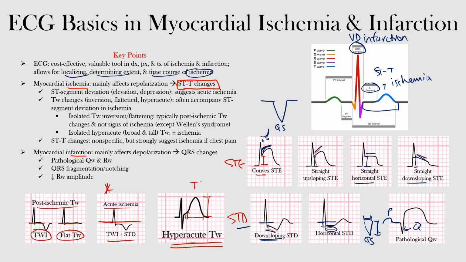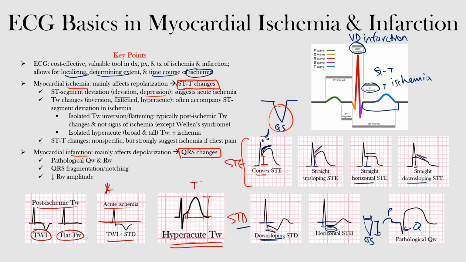In myocardial infarction, it's the QRS changes, okay? Remember, dead tissue does not depolarize, so that's why we see those Q waves occurring in those cases, all right? Or reduction in the R waves because we have dead myocardium. Okay, now we talked about all these ST segment changes and deviation. It could be elevated, it could be depressed. Then we looked at all these different morphologies, okay?